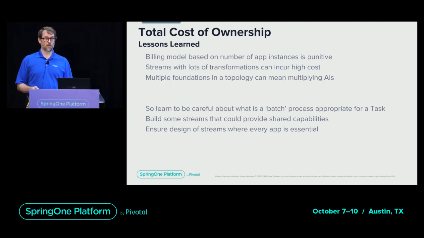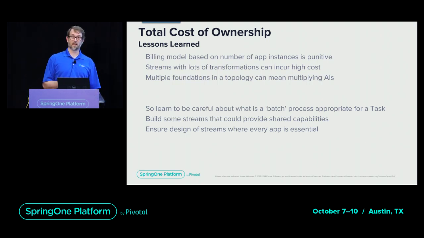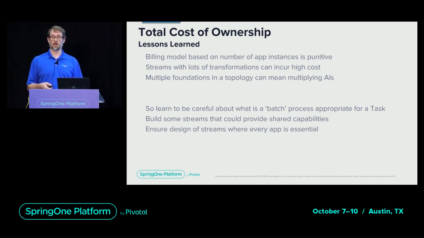So what we learned was to be really, really careful about the analysis that we do in deciding whether something ends up being a stream or a task. Because when you deploy a stream, those applications are running and using their allocated resources all the time, whether they're processing data or not. So if I have a stream with 4 apps and each of those apps has 2 gigabytes of memory allocated to it, I'm using 8 gigabytes of memory for 24 hours a day, even if I'm only processing data for one of those hours.